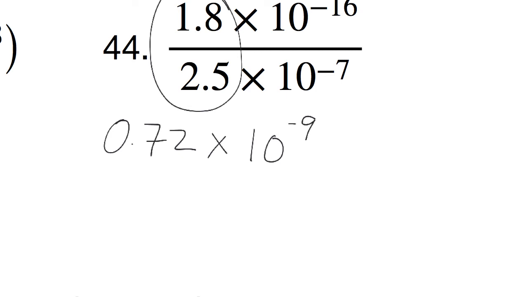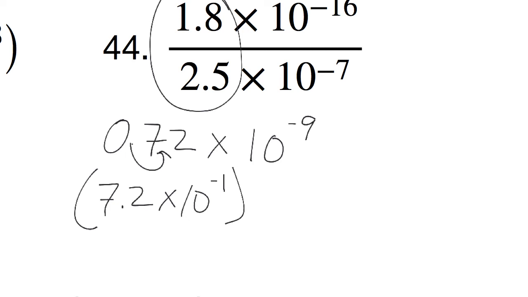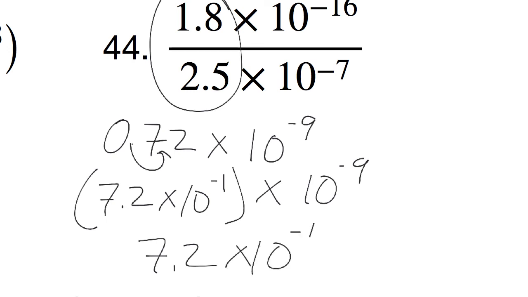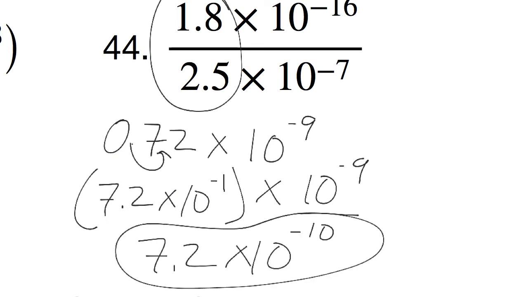So therefore, you can rewrite 0.72 as 7.2, moving the decimal place once, times 10 to the negative 1. And then that's all, of course, times 10 to the negative 9. When you add these two together, negative 1 plus negative 9, you get negative 10. 7.2 times 10 to the negative 10. And that is your answer. Next problem.